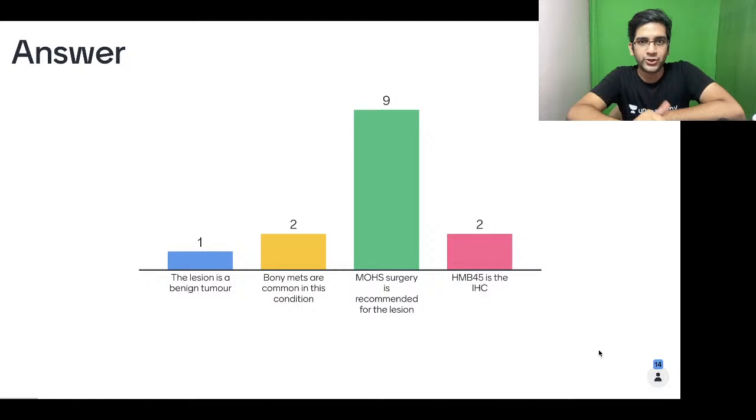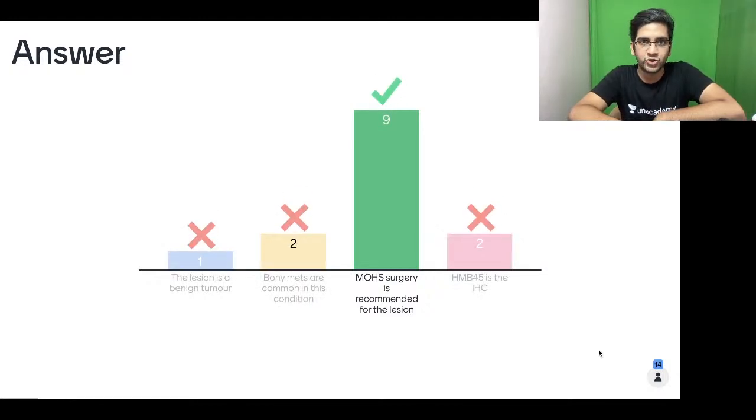So I hope you have made the diagnosis here. It's a clear case of a basal cell carcinoma. The lesion is not a benign tumor, definitely a malignant lesion. And BCC is one lesion where bony metastases are very, very rare, right? So Mohs micrographic surgery is the way to do the surgery for basal cell carcinoma, since it's a very low grade, locally aggressive lesion, I want to limit the removal of extra normal tissue on the face. That's based on microscopy and a routine frozen section done there, right? And HMB45 is not required here, because HMB45 is a marker for melanoma. That was not melanoma, fine.